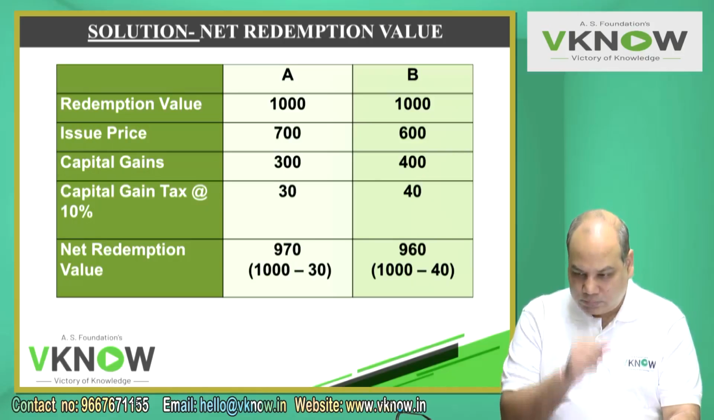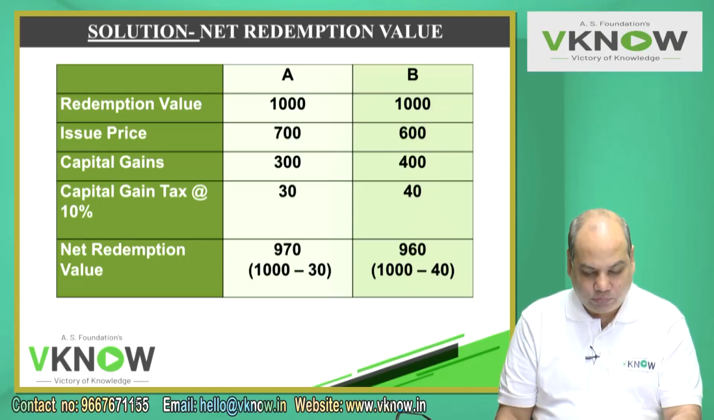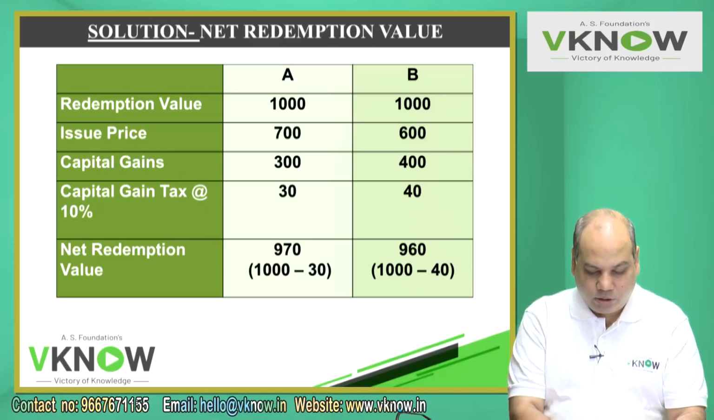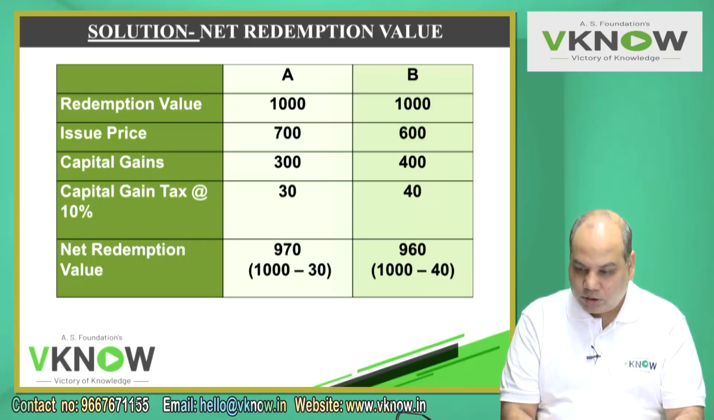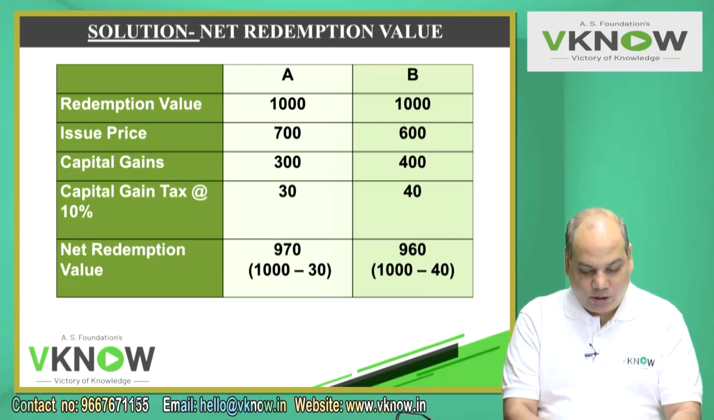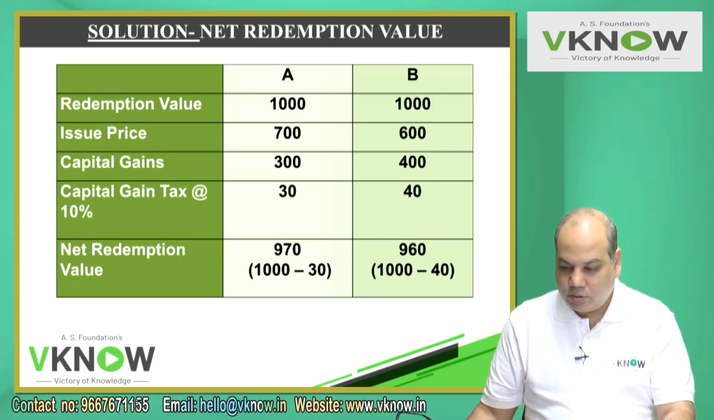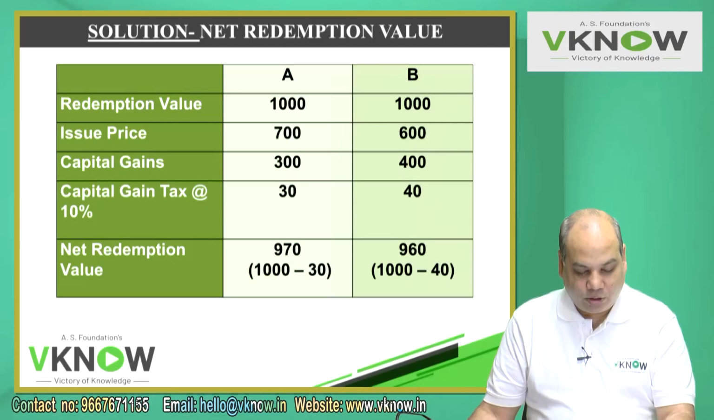Right hand side 2 columns. Bond A, bond B. Then write down redemption value 1000, issue price 700, 600, capital gain is 300, 400. Capital gain tax 30 and 40.